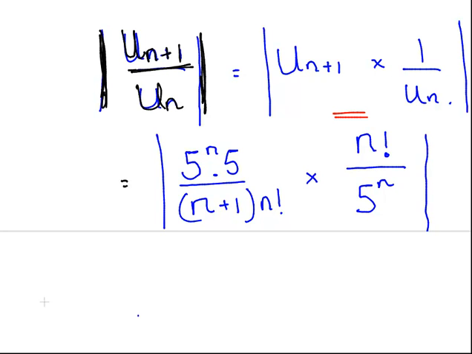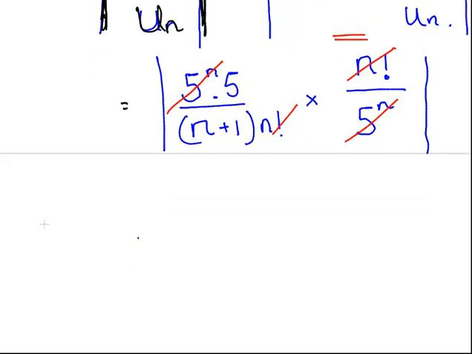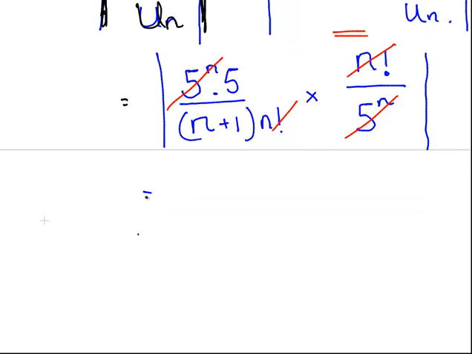Now I'm going to cancel out some terms. 5 to the n cancels out, and n factorial cancels out. So what are we left with? We are left with n plus 1. So what we're left with is 5 over n plus 1, the absolute value of that.